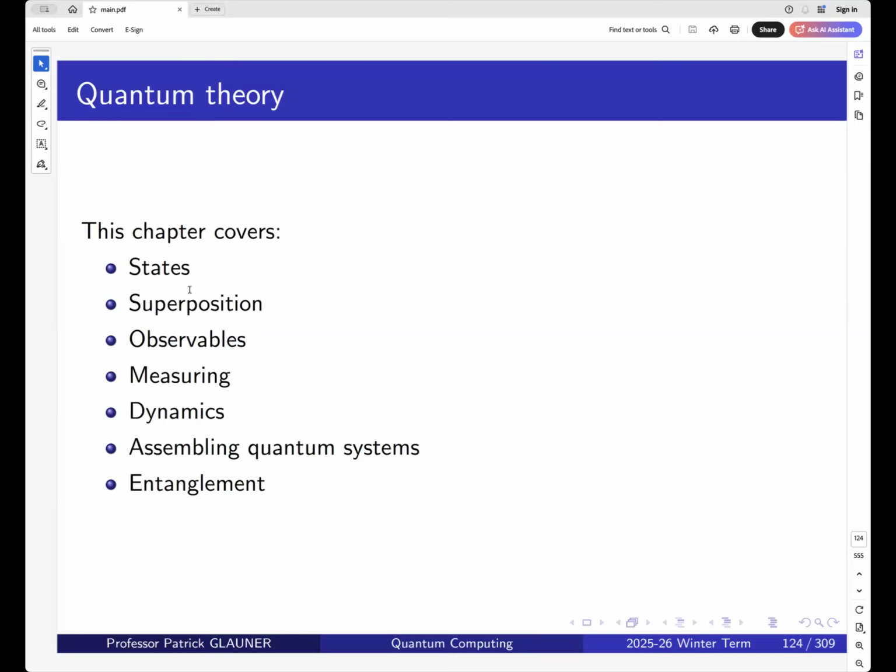So we'll be looking into states, superpositions, a bit into observables and measuring. We'll discuss dynamics again. We've seen last week already what unitary matrices are helpful for. We'll extend this a bit. We will also then assemble quantum systems. Last week, we assembled probabilistic systems, and today we will assemble quantum systems, go a bit deeper into this, and then discuss also in greater detail entanglement. That's something we had briefly mentioned last week.